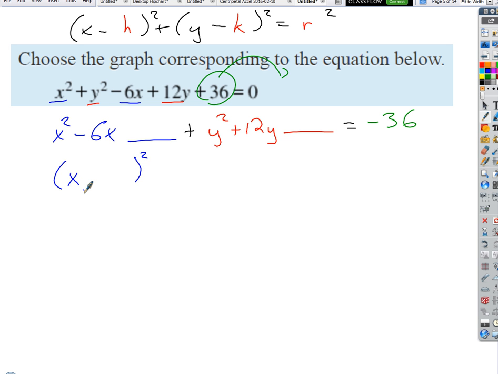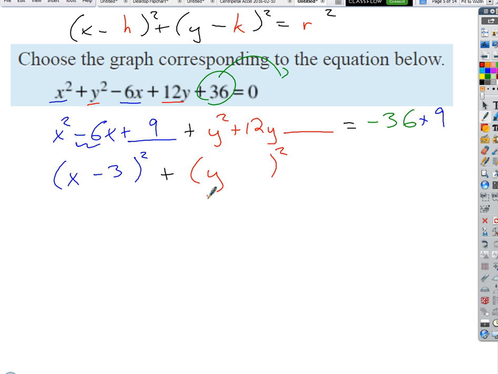Tyler, what's the number that's going to go with x there? -3, good. And that's because it's going to be half of my -6, right? Okay, Danny, what blue number do I have to add to both sides to make that happen? What do I have to fill in the blank with to make that perfect square? 9, good. -3 squared is 9, so I'll add that to both sides. Very good. Okay, how about here?